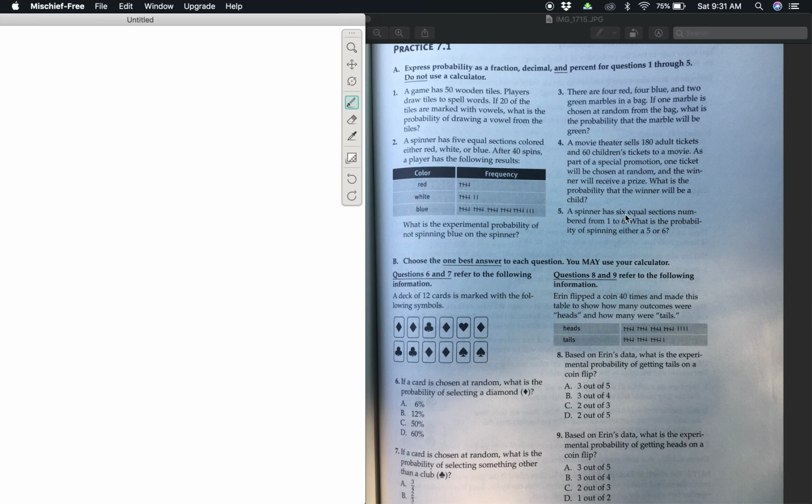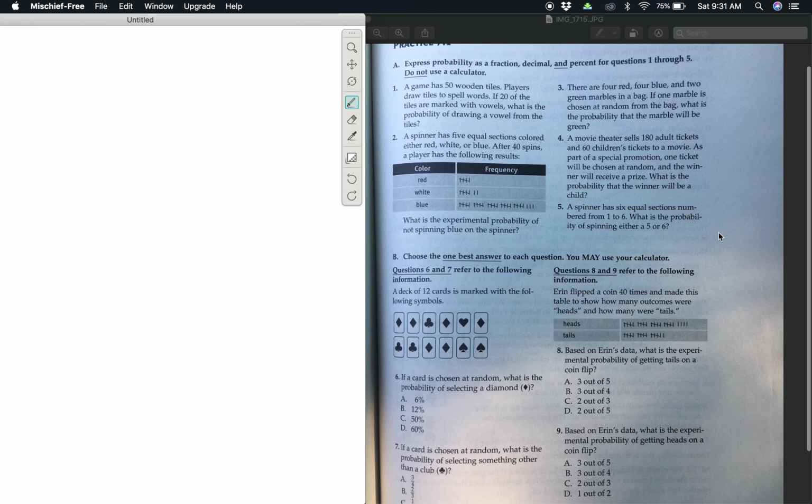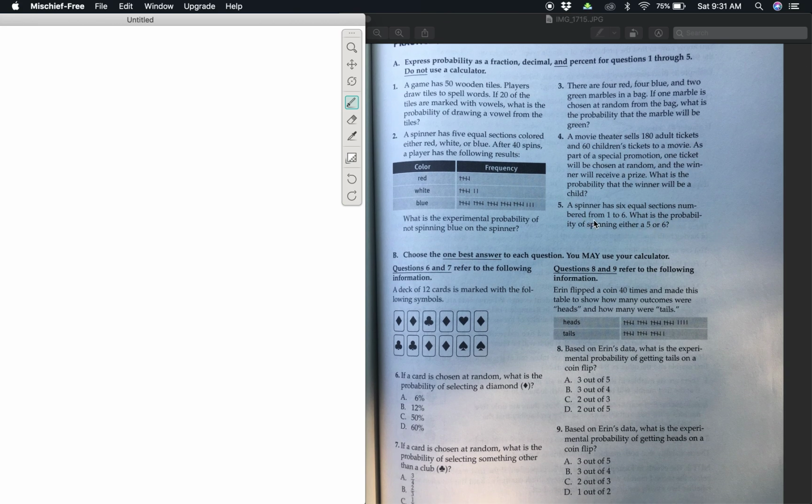Okay, number 5. A spinner has 6 equal sections numbered from 1 to 6. What is the probability of spinning either a 5 or a 6? Well, let's see. Has 6 equal sections. So we have 6, okay? And the probability of spinning either 5 or 6, that's 2 numbers. So 2 over 6. Okay, so that is your probability, which would be 1/3.